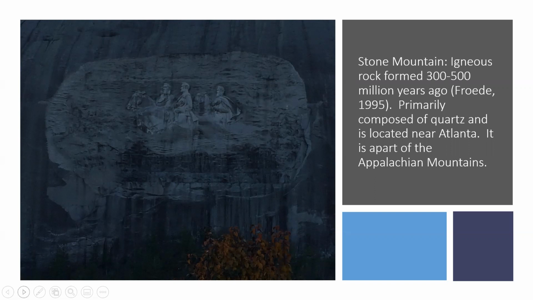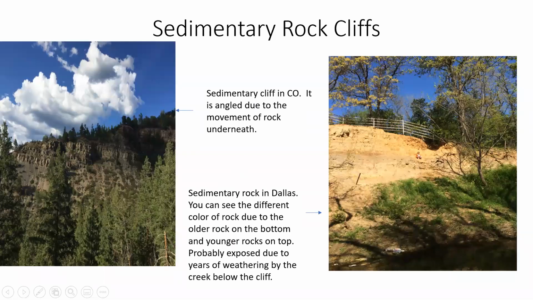It's a giant rock. This picture on the left is a sedimentary cliff in Colorado. It's angled due to the movement of rock underneath over a long period of time. You can see the layers, the younger layers on top and the older layers on the bottom of the sedimentary rock being compacted together because of pressure.